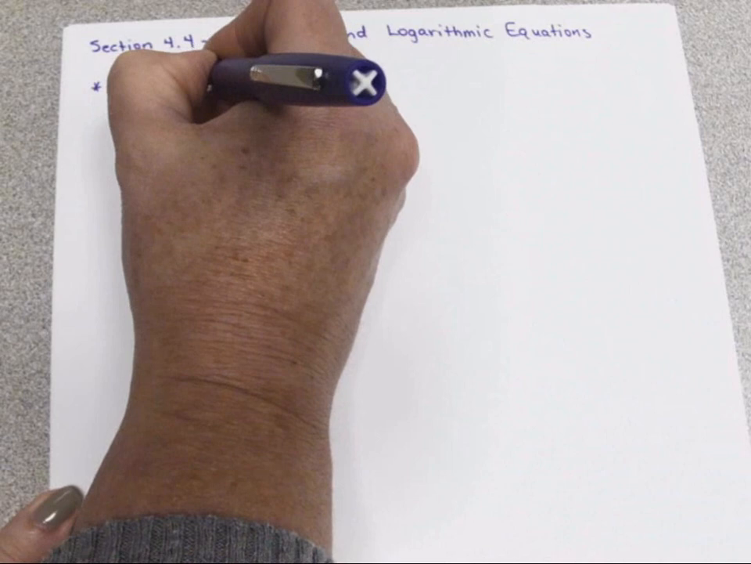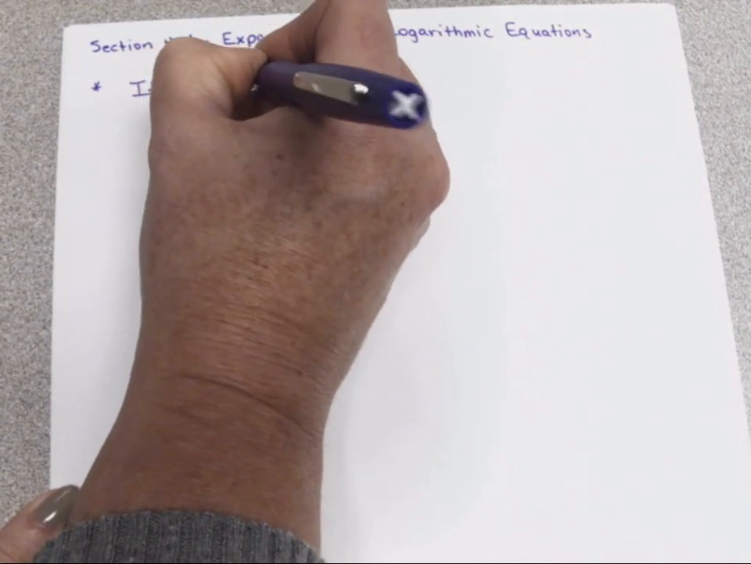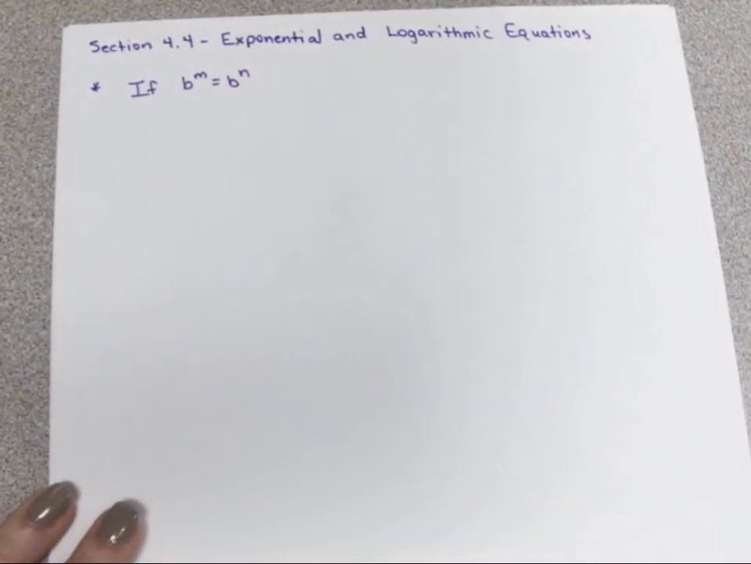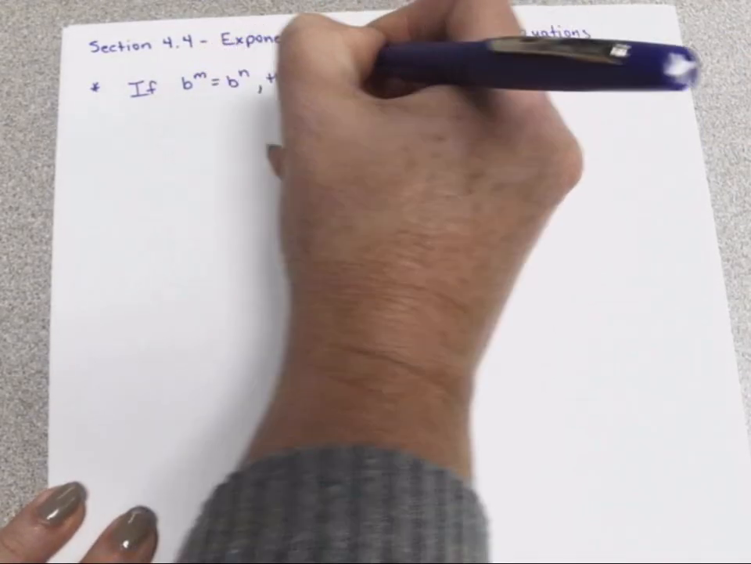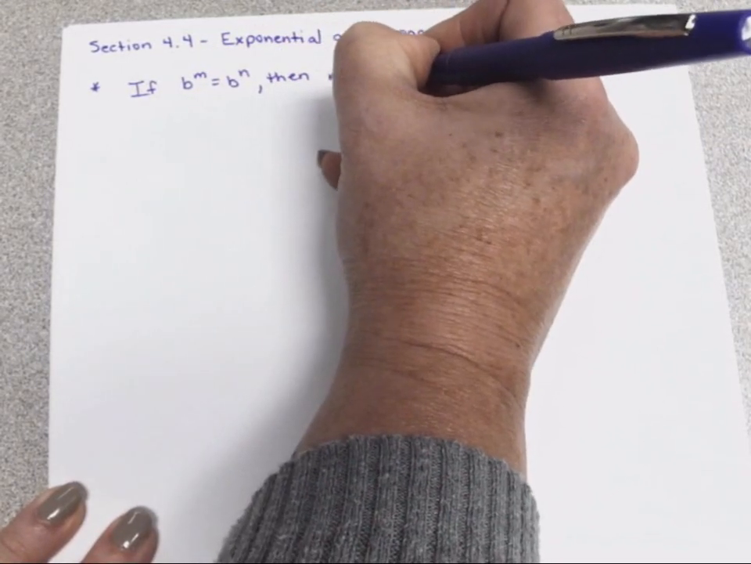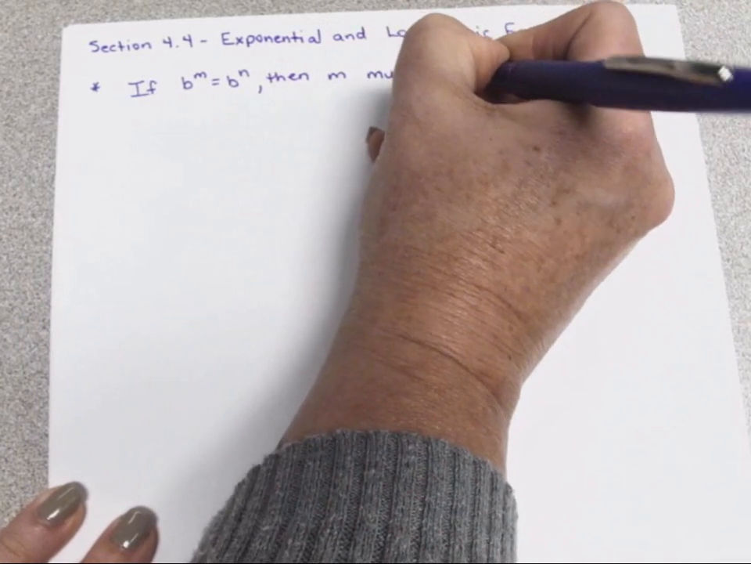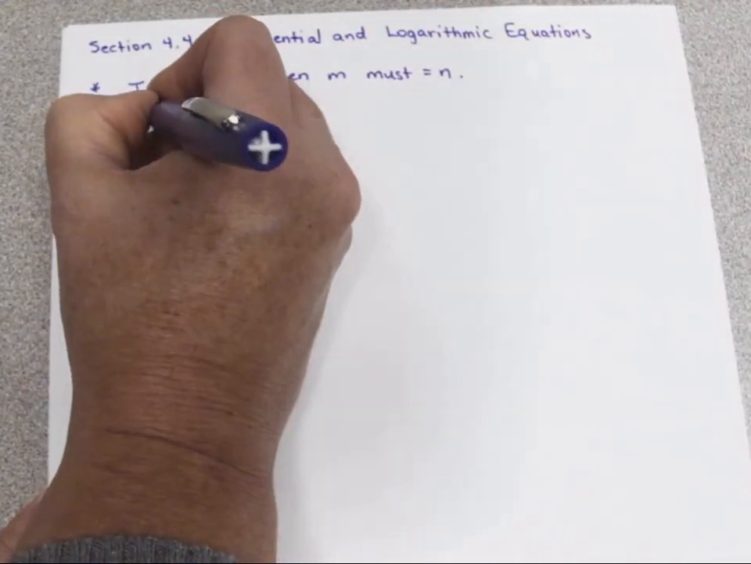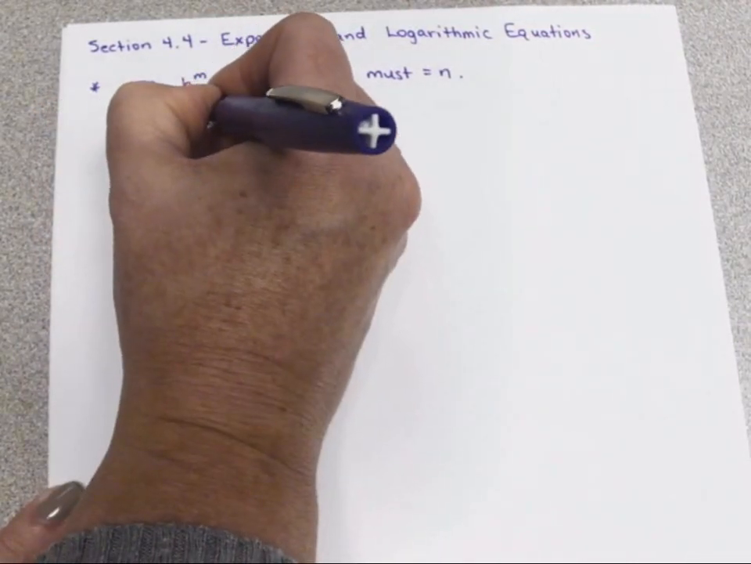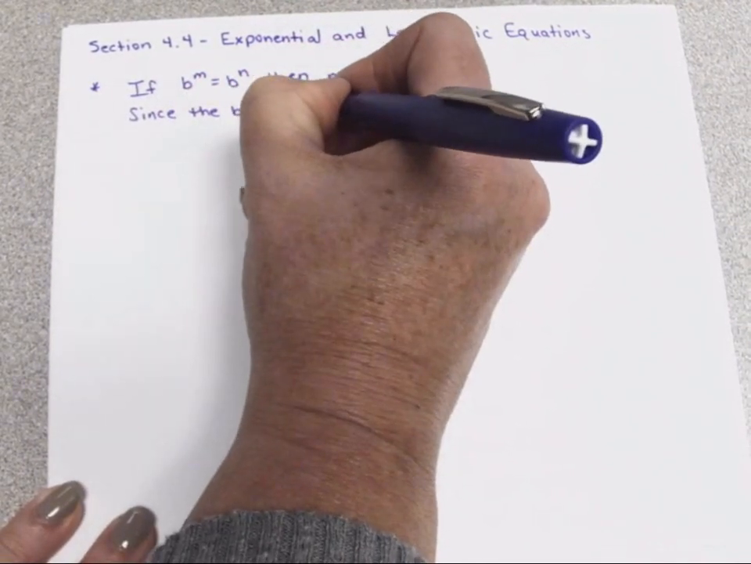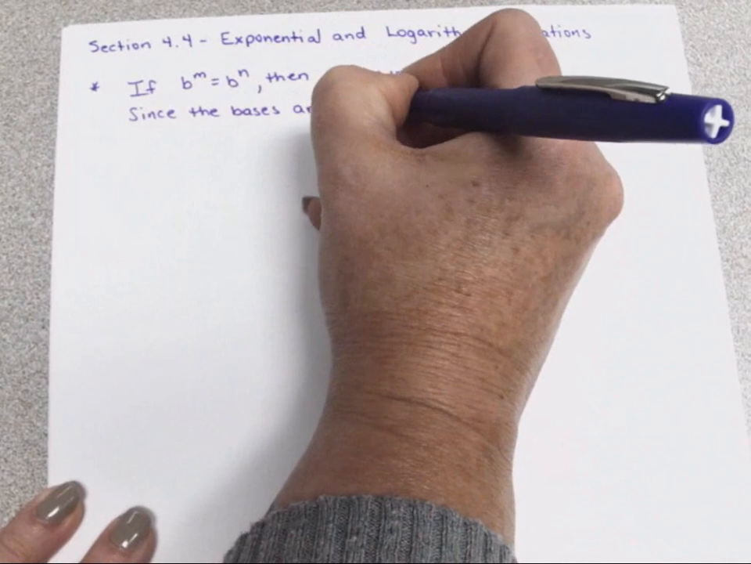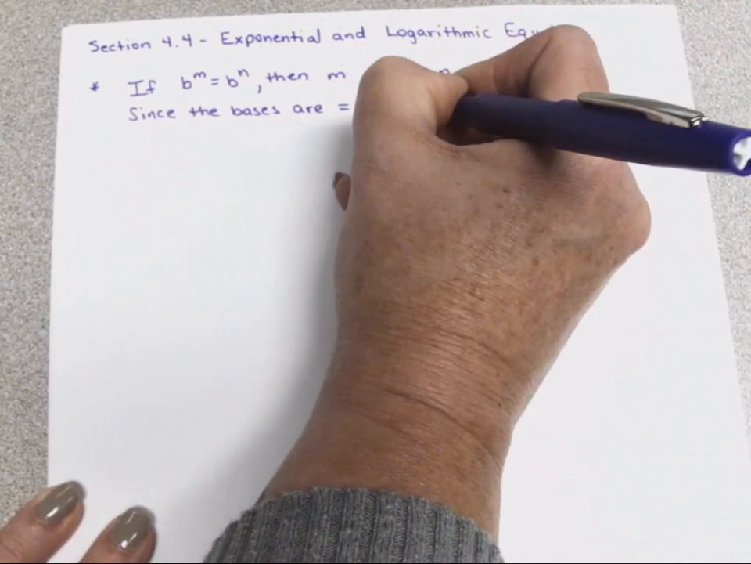So if we know that b to the m power is the same as b to the n power, then m must equal n. In other words, it's kind of this logic. Since the bases are equal, and we know that left side and right side are equal because of the equal sign, then the exponents are equal too.